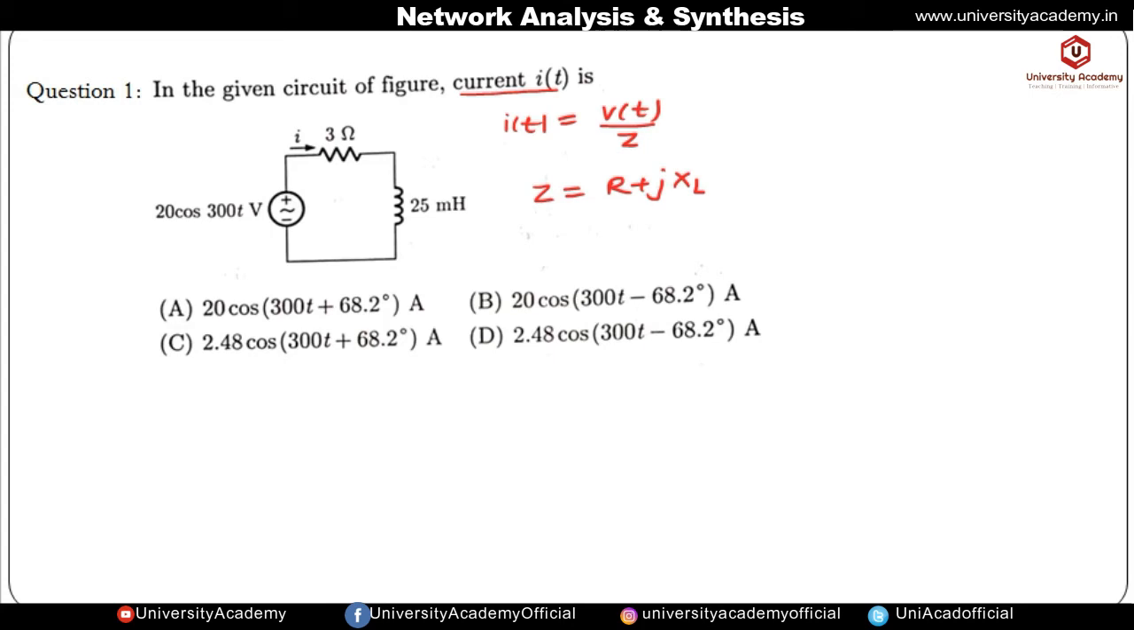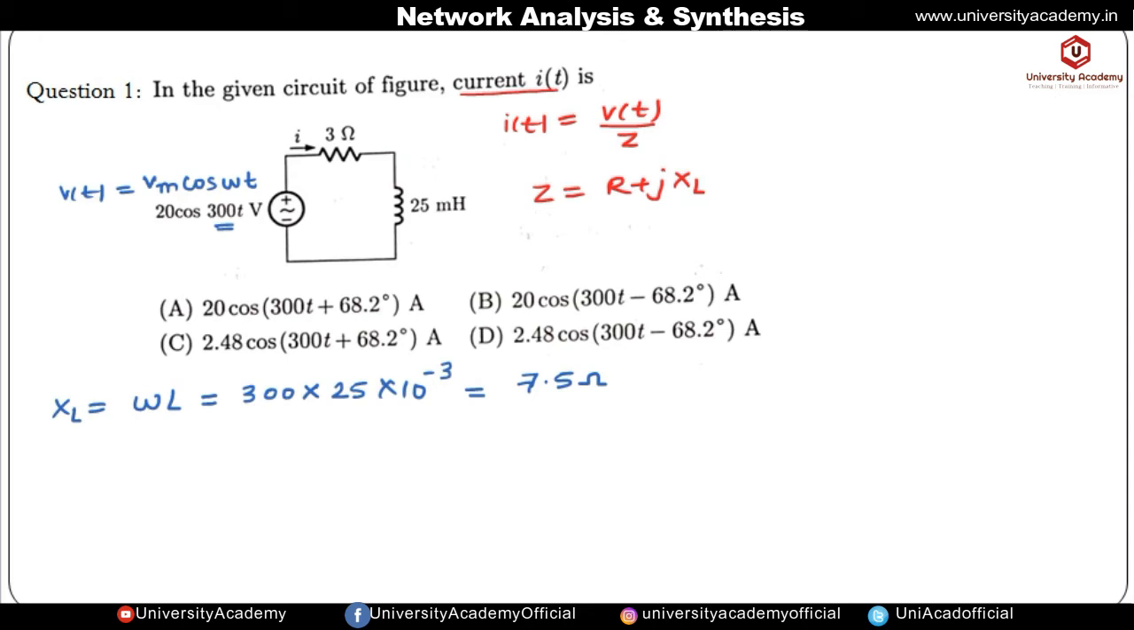We have to first calculate XL. XL is the inductive reactance, which is given by omega into L. Now what is the omega in this question? The voltage given is of the form V of t equal to Vm cos omega t. If we compare, then omega we are getting as 300 radian per second, and L value we are getting as 25 millihenry, so this is 25 into 10 to the power minus 3. So omega L we are getting as 7.5 ohm.